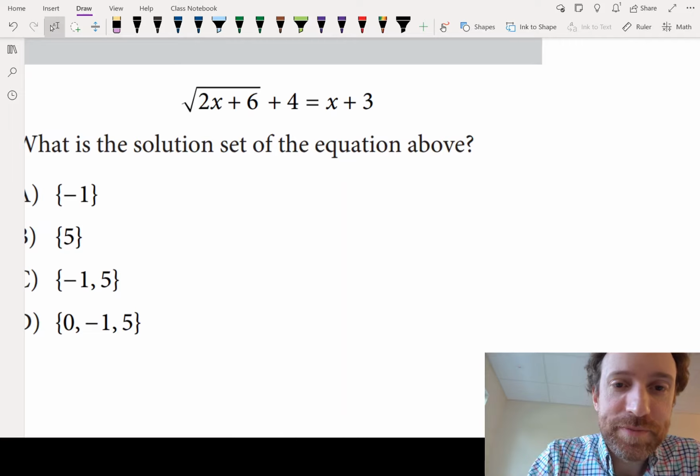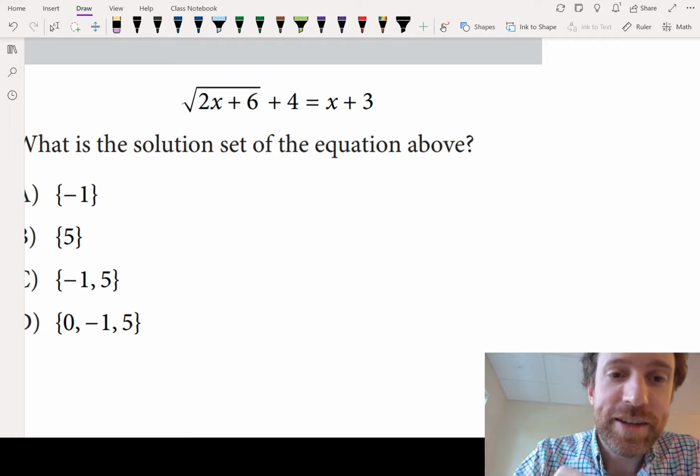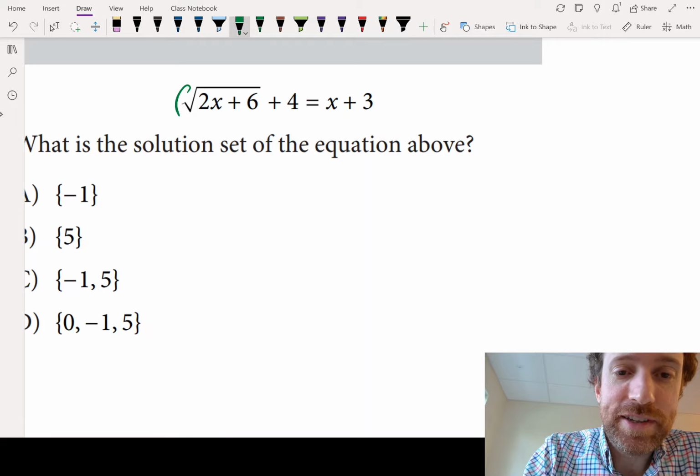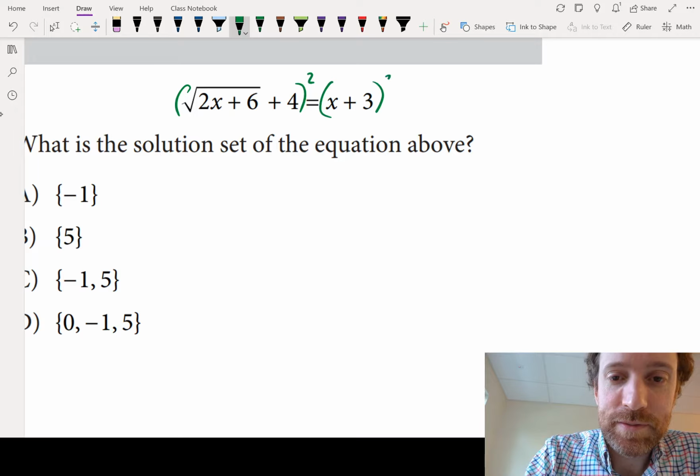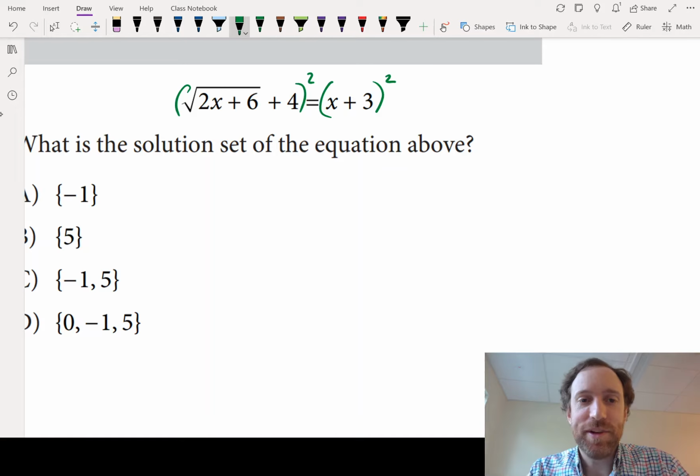First of all, we want to get rid of the square root. So how do we get rid of the square root? By squaring. Now, if you go ahead and square both sides, this doesn't work very well. Why doesn't this work so well?